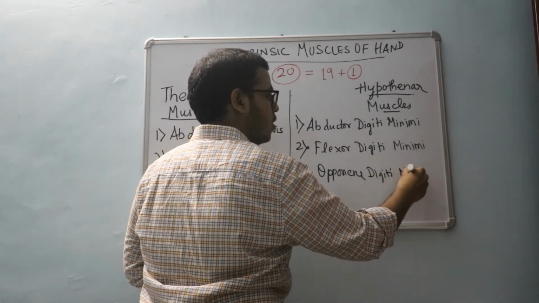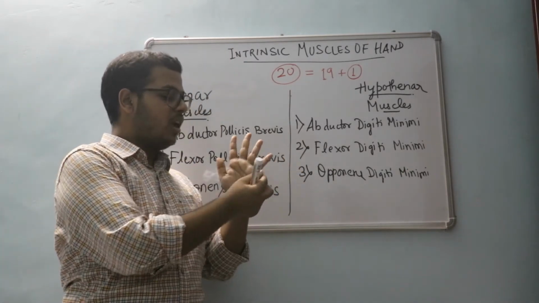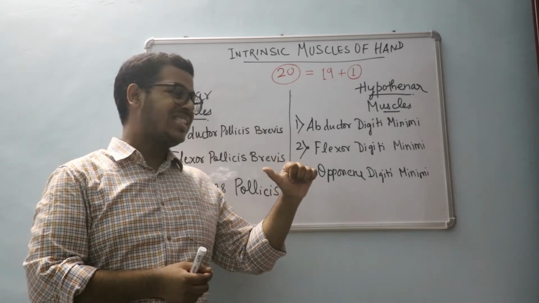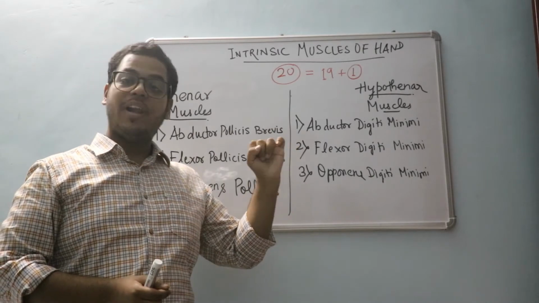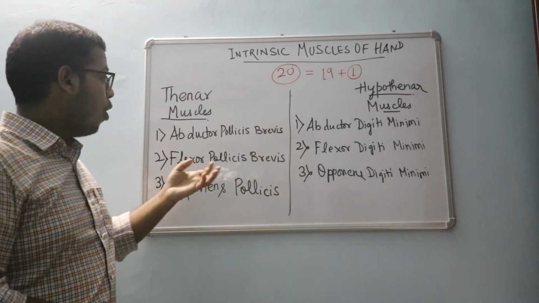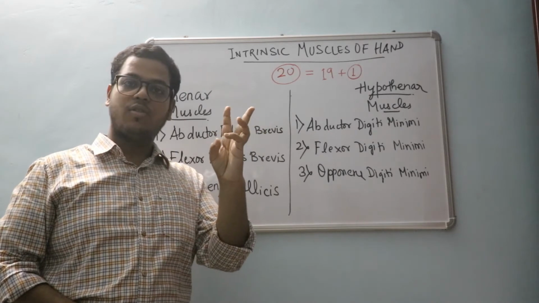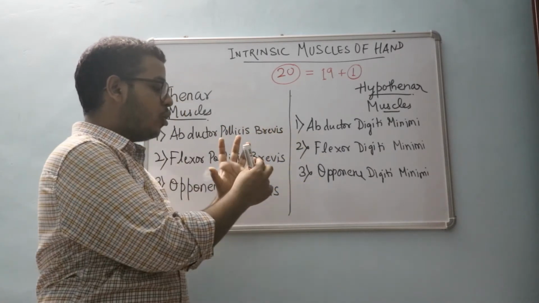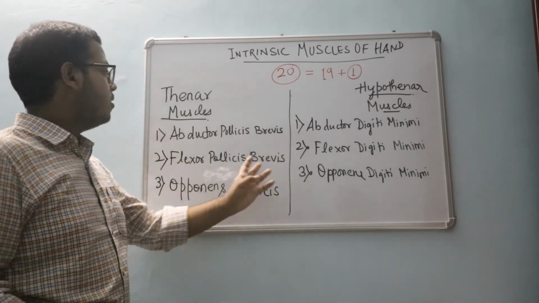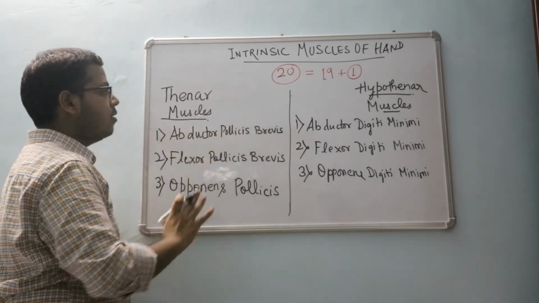Okay, these are all the muscles named according to the function that they perform. So the abductor, obviously, will abduct the digiti minimi or abduct the pollex. Flexor is for flexion of the digiti minimi. And opponens digiti minimi or opponens pollicis is for this function, for opposition of the finger pulps. So these are the 6 muscles out of 20 we have done. So we have got 3 thenar, 3 hypothenar.